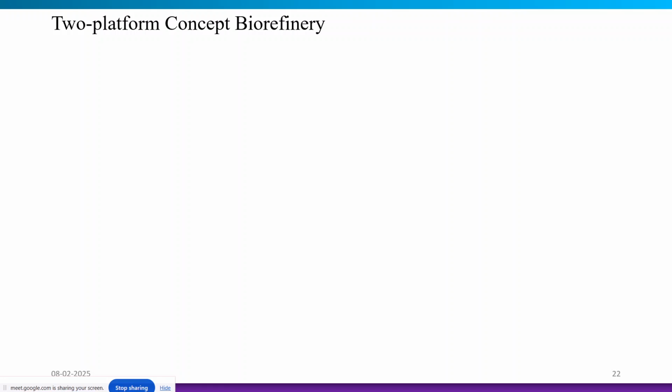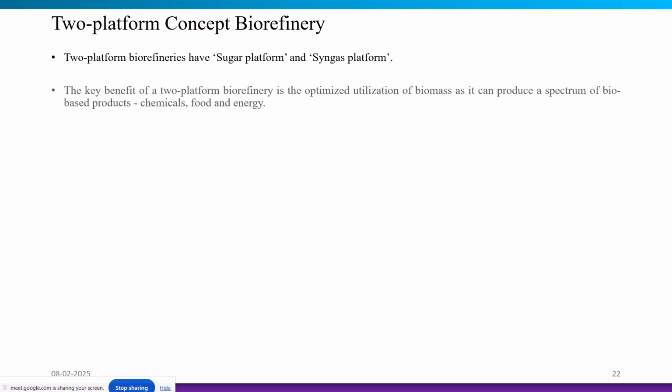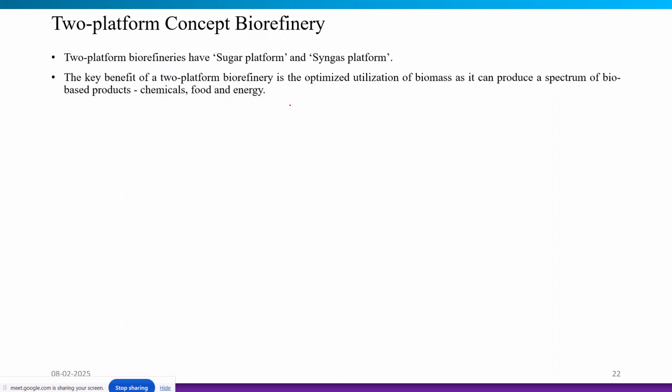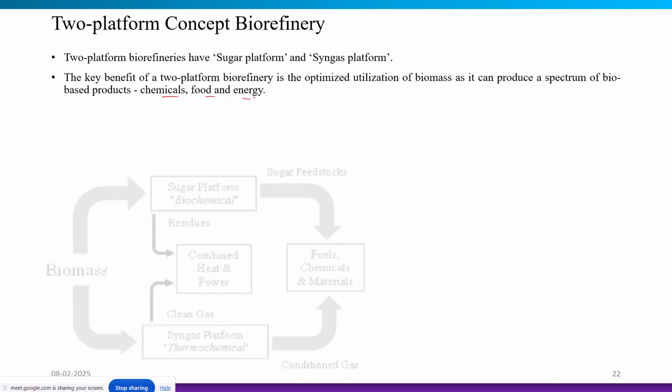So next is the two platform concept that is very helpful for economic purpose for the biorefinery. The two platform biorefineries have sugar platform and syngas platform. There are two platforms. So the key benefits of a two-platform biorefinery is the optimized utilization of this biomass, as it can produce a spectrum of the bio-based products of chemical, food, and as well as energy.